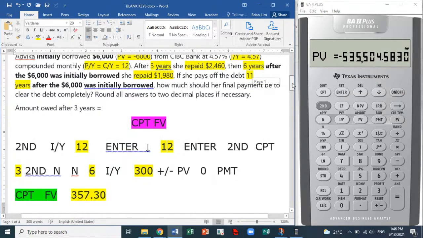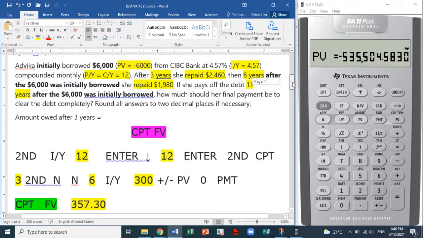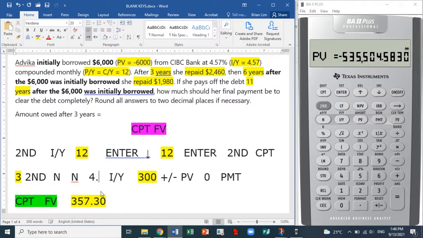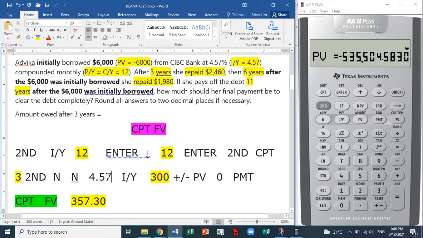So then after 3 years, that would remain the same. This number here is the interest rate, which in this case is 4.57. So let's highlight that. That is our interest rate, because we're putting that number in and then we press the IY key. So that's the number that goes in. This here calculates the value for N. So, okay, the present value is $6,000.